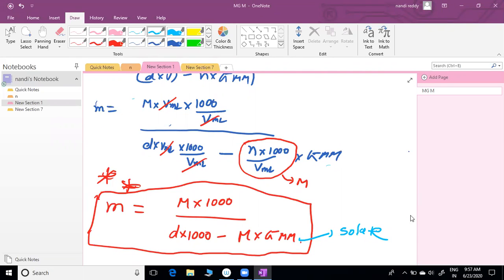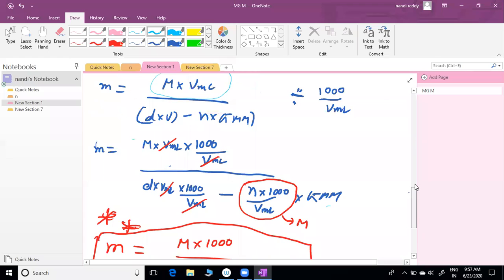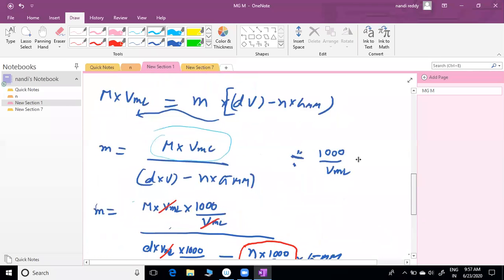Check this formula. Last time I gave up to this step only. From here onwards, note down: both divide by 1000, sir. Please check this point. Then you should get the final formula.